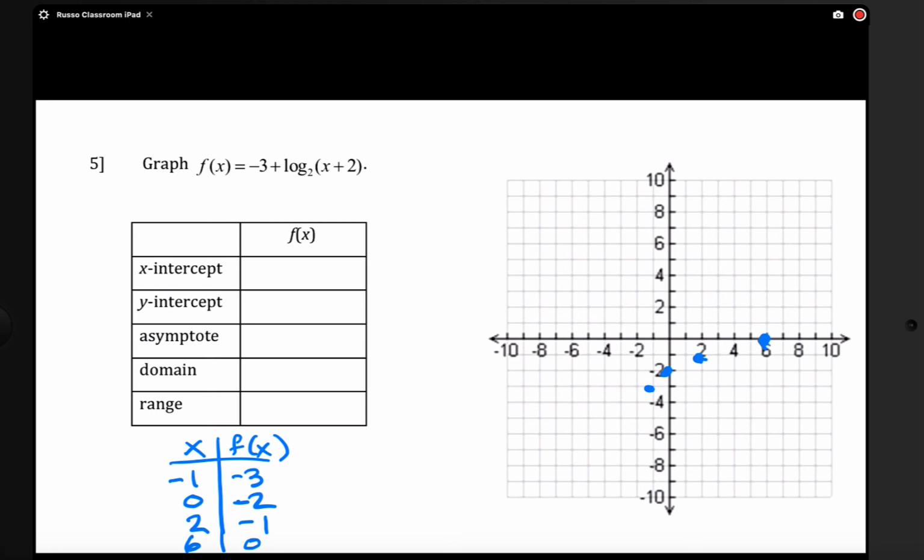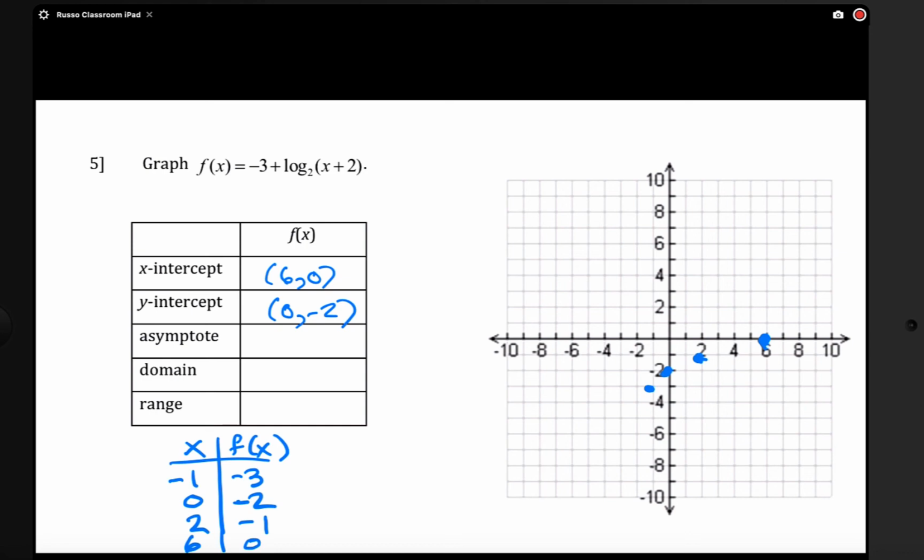And actually, my x and y intercepts are taken care of for me in this graph very nicely. So we have an x-intercept of (6, 0) and a y-intercept of (0, -2), and those just fell out for us very nicely in our table. If they didn't, we could always go back to the function and plug in 0 for x to get the y-intercept, and plug in 0 for y to get the x-intercept.